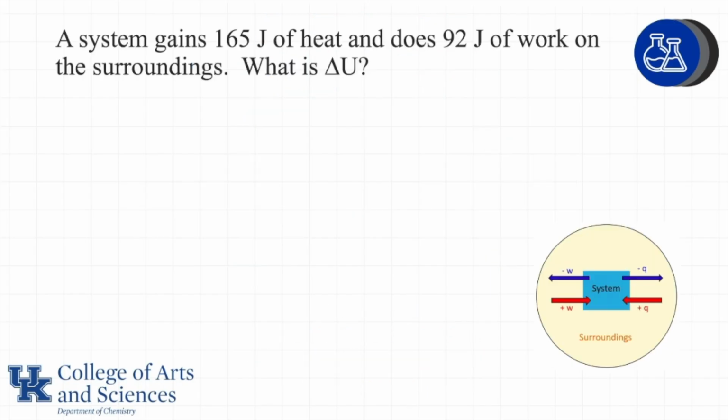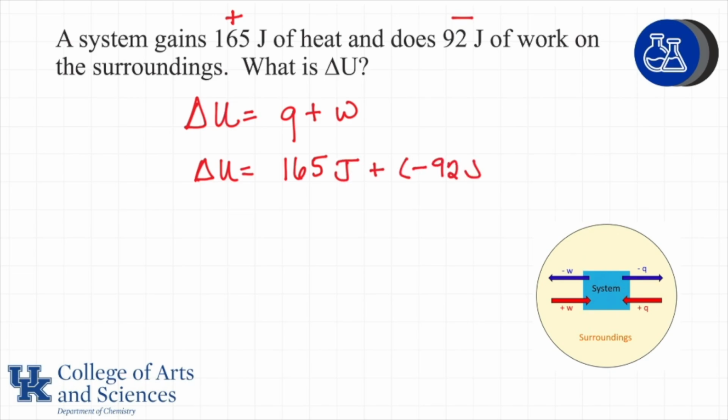Let's look at an example. A system gains 165 joules of heat and does 92 joules of work on the surroundings. What is delta U? Well, we know delta U equals Q plus W, or heat plus work. But we can't just plug those values into our equation. We first need to establish if these values should be positive or negative. We see that the system is gaining 165 joules of heat, and therefore it's going to be a positive value, and it's doing 92 joules of work on the surroundings. Therefore, that value will be negative. And we get 165 joules plus a negative 92 joules, and we get delta U equal to 73 joules.